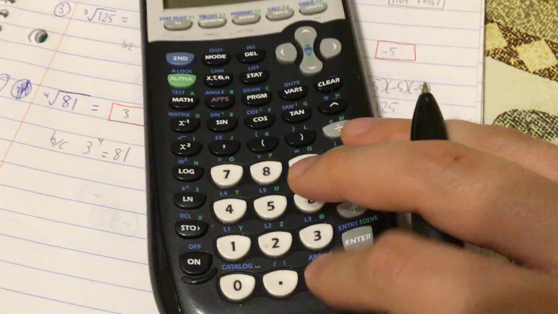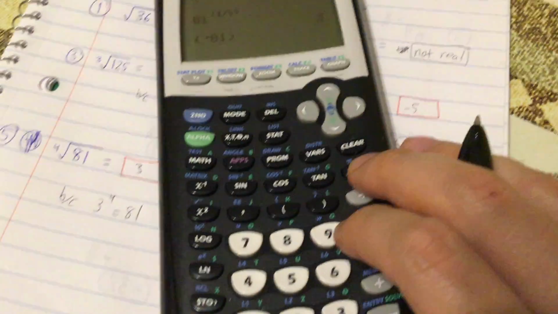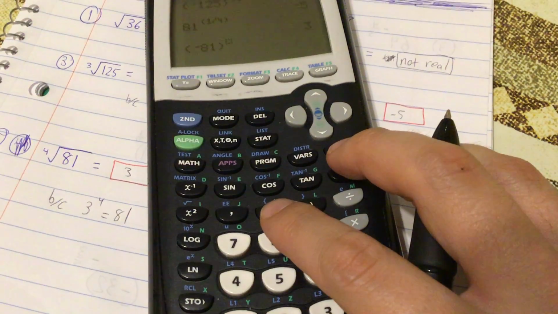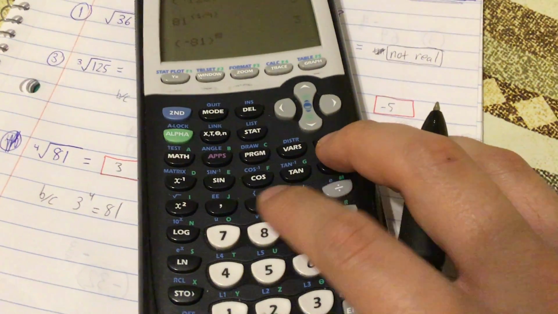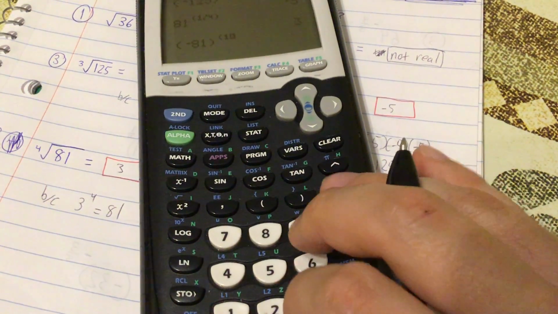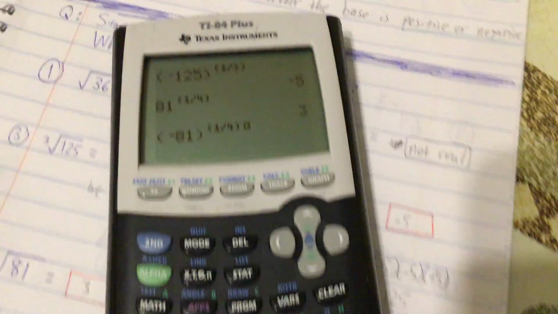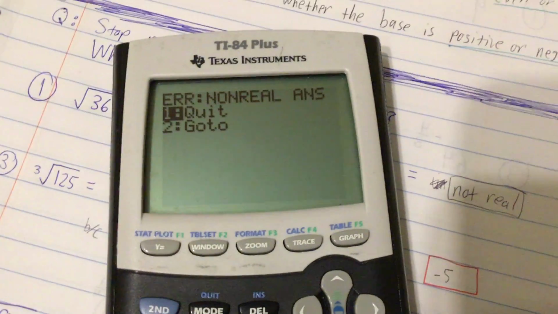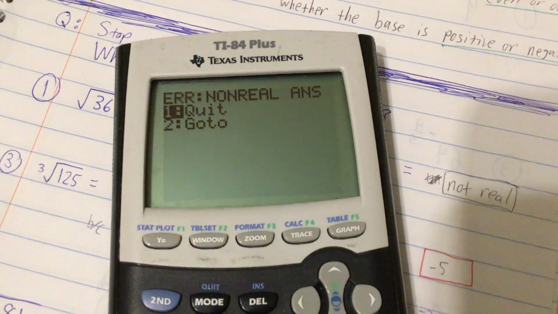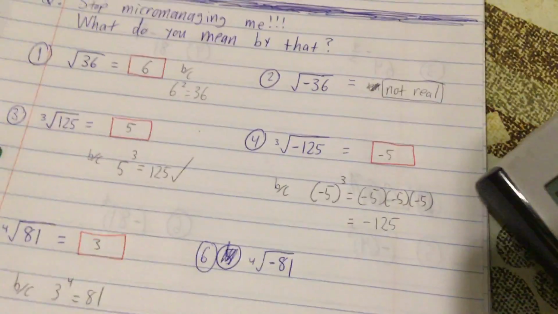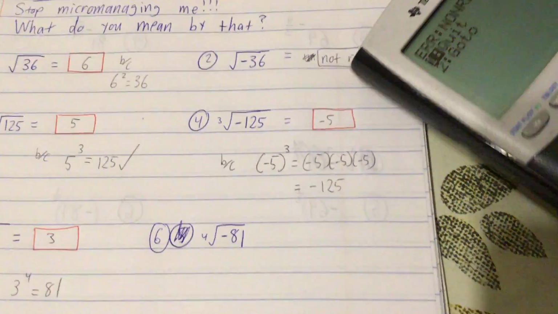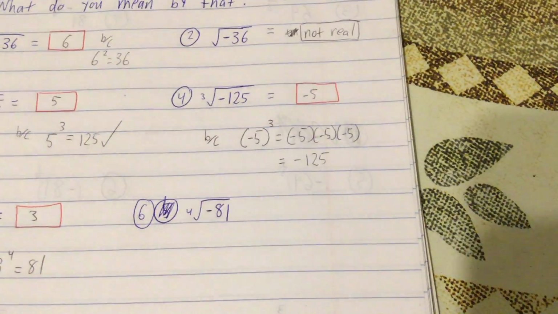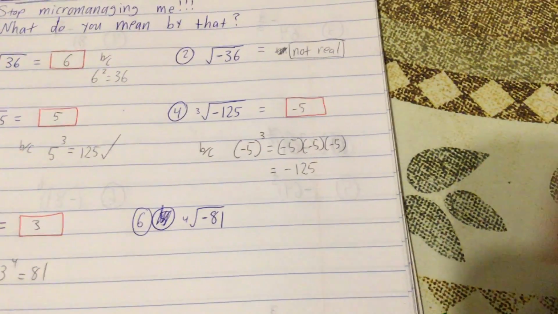So let's say I put negative 81 in the parentheses, and I'm going to take the 4th root, as in the 1/4 power, and let's see what I get. Hey, that's not a real answer. So the same thing happened in problem number 2 as it's happening in problem number 6. This is not real or undefined.